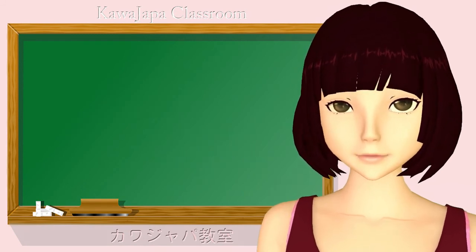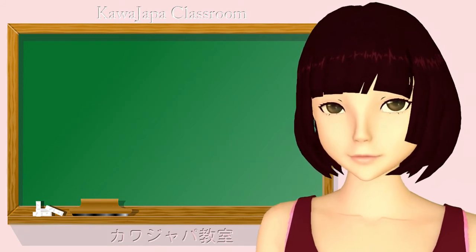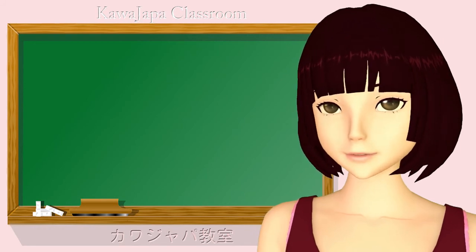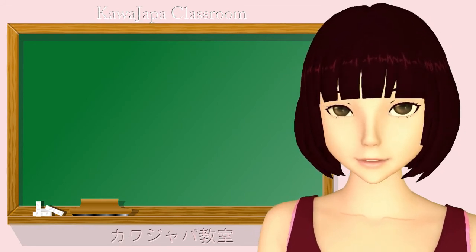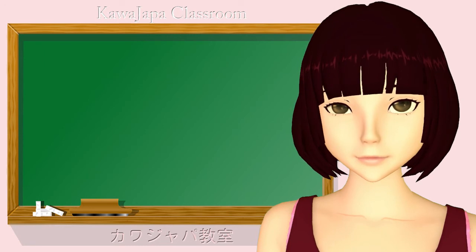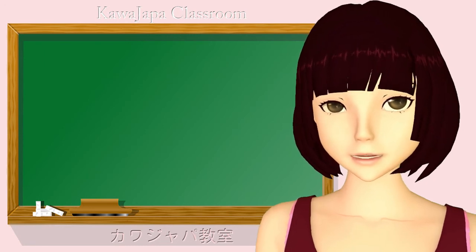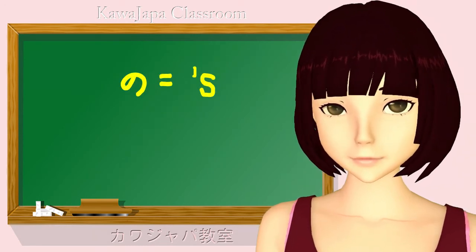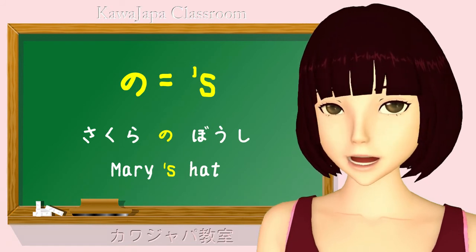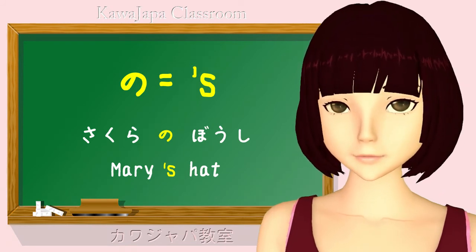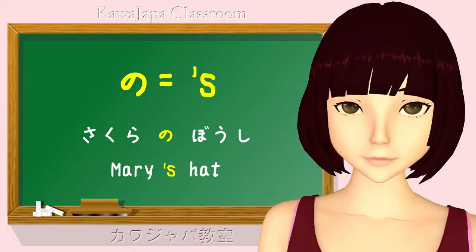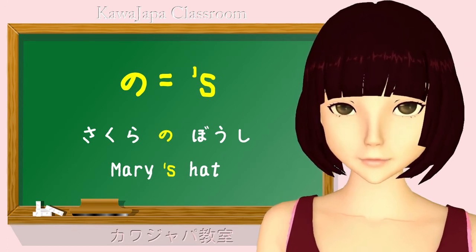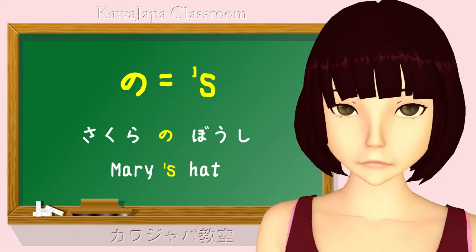The no particle is the possessive particle. It marks the possessive case, and it's the only particle that has an exact equivalent in the English language. The English no particle is apostrophe S. So we say Sakura no boshi or Mary's hat. The apostrophe S and the no do exactly the same thing.